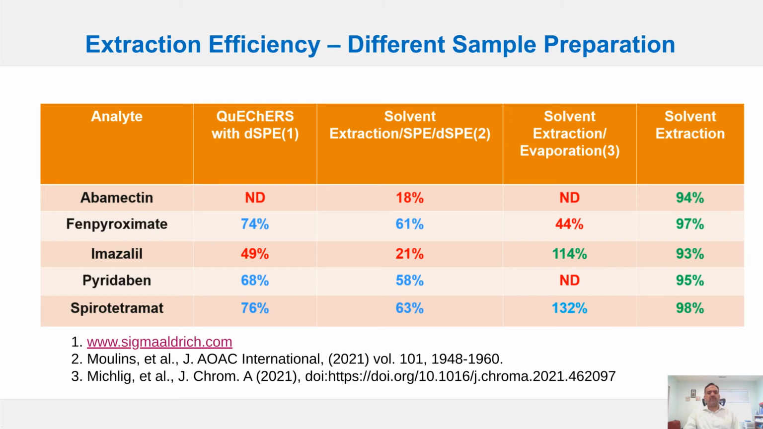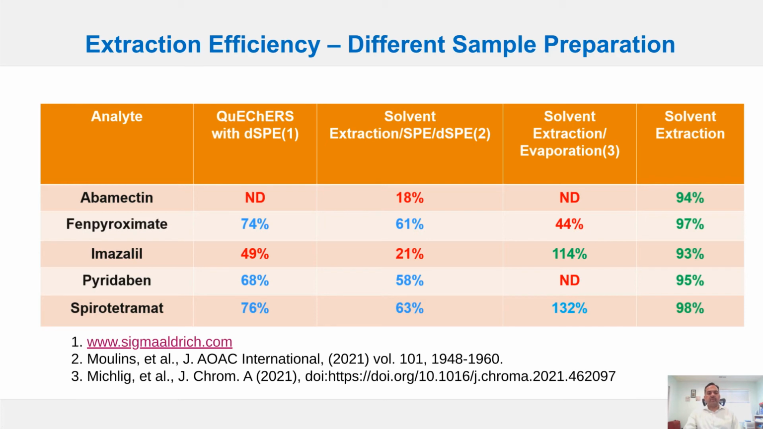For comparison, if you look at the extraction efficiency for one of the pesticides, pyridamine, with the 4 different sample preparation methods, if you use QuEChERS with DSPE, the extraction efficiency is 68%. If you use solvent extraction followed by SPE and DSPE, then extraction efficiency of pyridamine is about 58%. And if you use solvent extraction followed by evaporation, then you can't even determine your extraction efficiency. That means it's almost close to 0%. Only our simple solvent extraction method gives you an extraction efficiency of 95% for this compound.